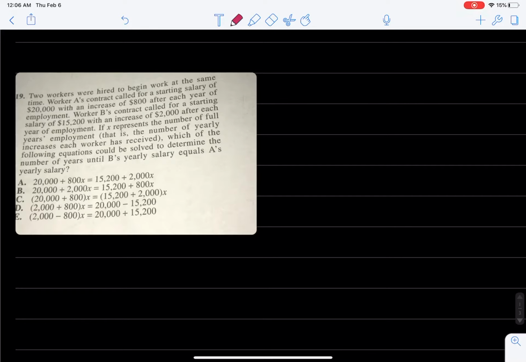Two workers were hired to begin work at the same time. Worker A's contract called for the starting salary of $20,000 with an increase of $800 after each year of employment.